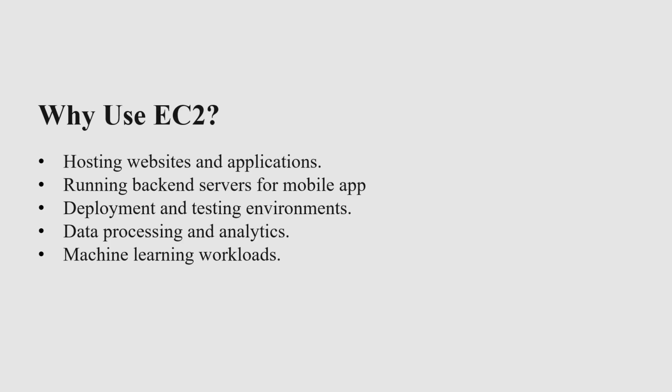Why do we need to use EC2? What can we do with it? First, you can use EC2 for hosting websites and web applications. It's also great for running backend servers for mobile apps, like APIs and databases. Developers use EC2 for deployment and testing environments because it's fast to set up and easy to scale. You can also use it for data preprocessing and analytics, running scripts or processing large files. And finally, it's commonly used for machine learning workloads where you need powerful computing resources.